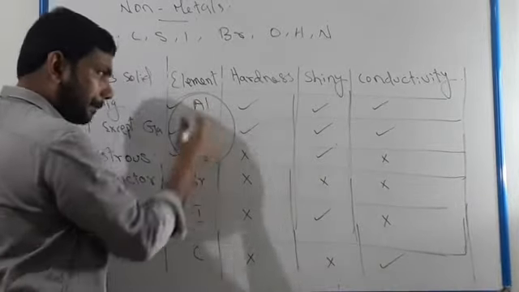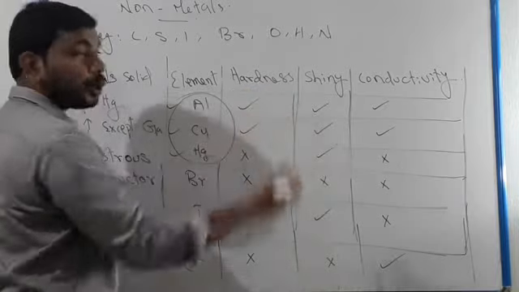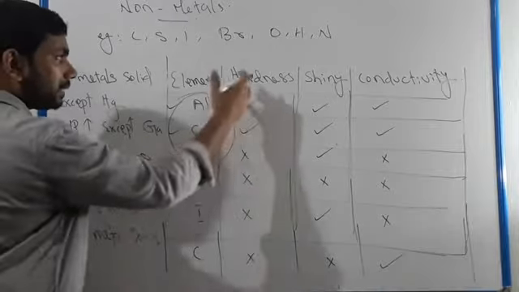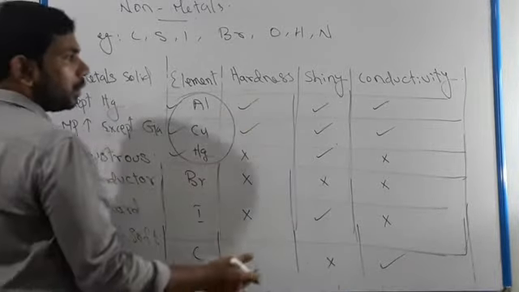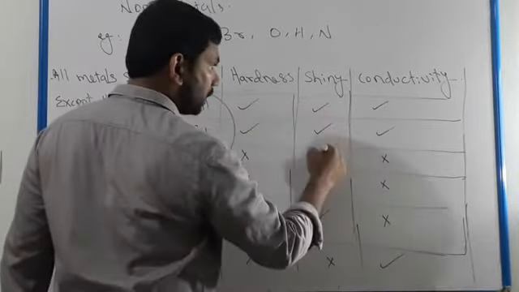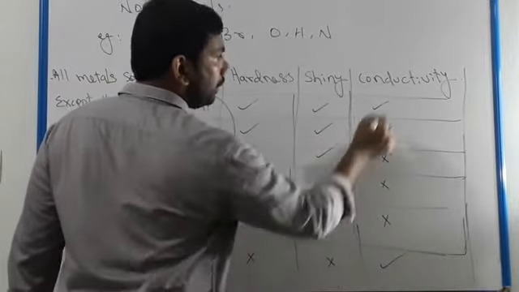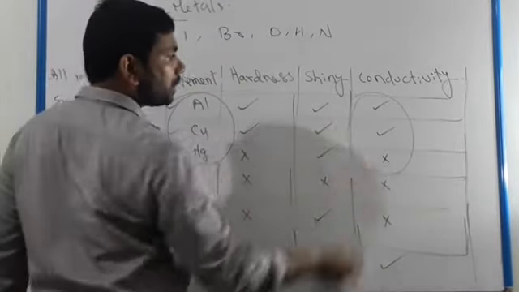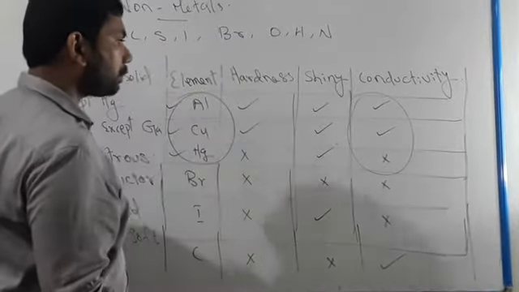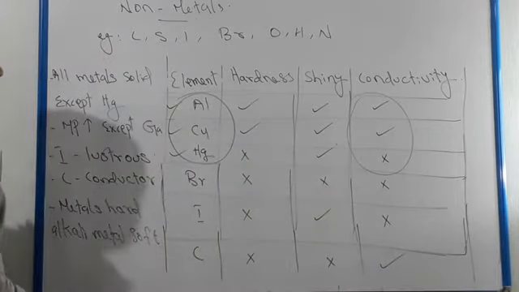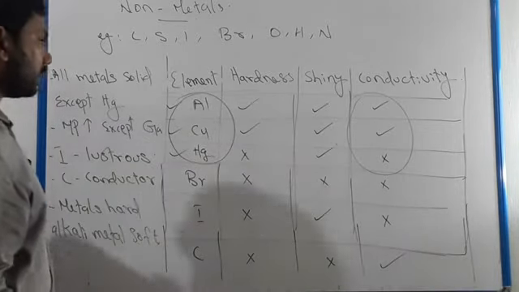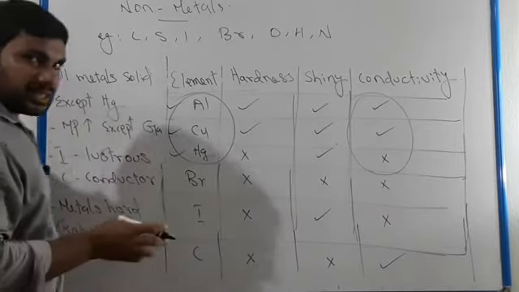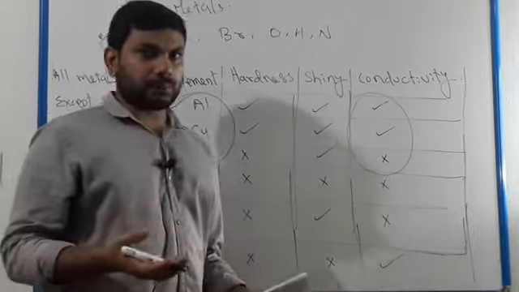All these three are metals, but they have different properties. This I want to show you here. The third one is soft. Also here, look at the third one: aluminium and copper are good conductors of electricity, but mercury is a poor conductor of electricity. So even though they are metals, they show different properties.